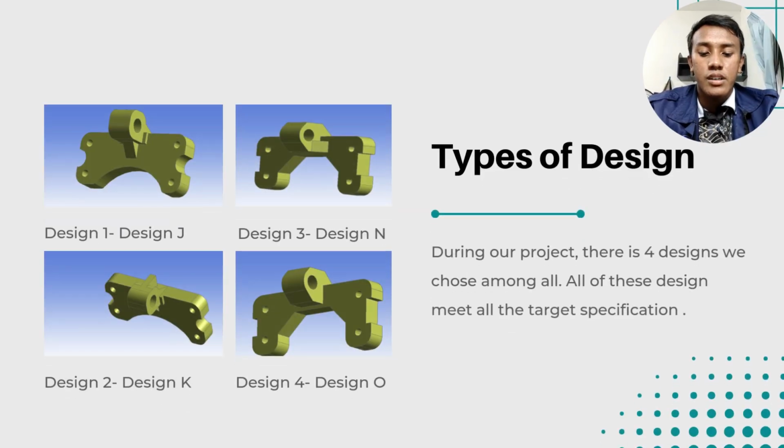Here are our types of design. During our project, there are 4 designs we chose among all. All of these designs meet all the target specifications. Design 1 is Design J. Design 2 is Design K. Design 3 is Design N. Design 4 is Design O.